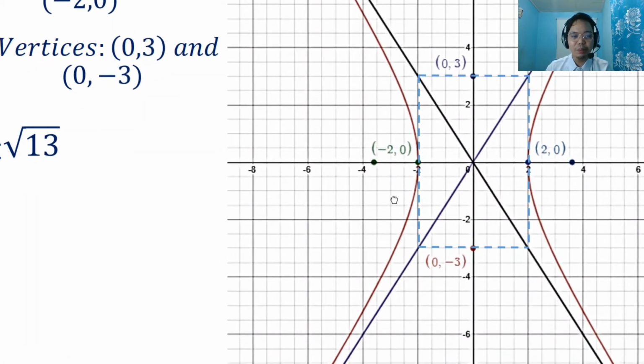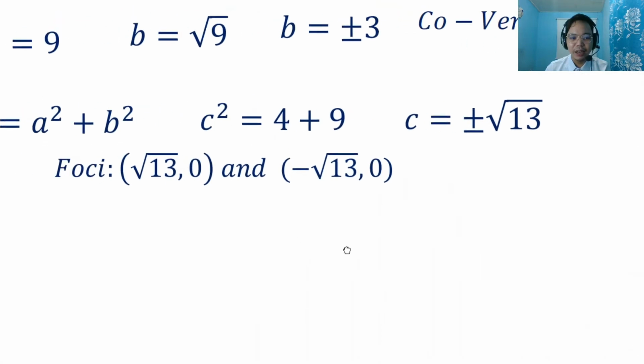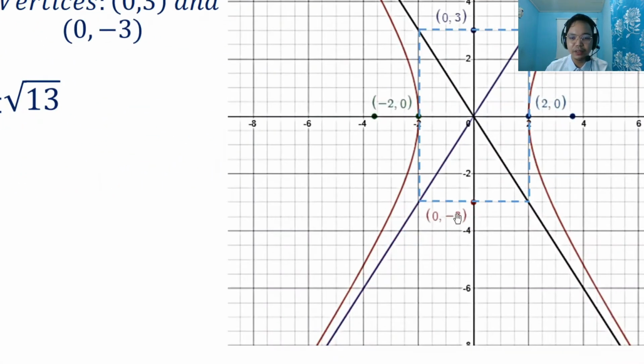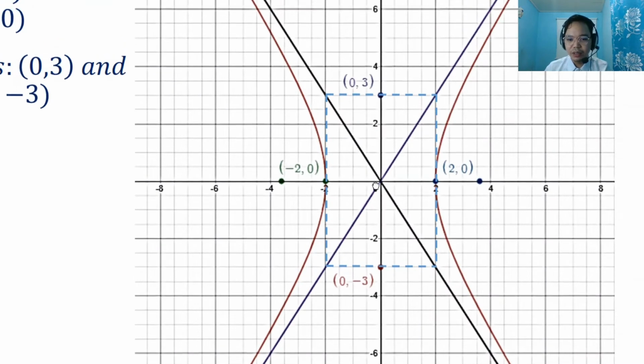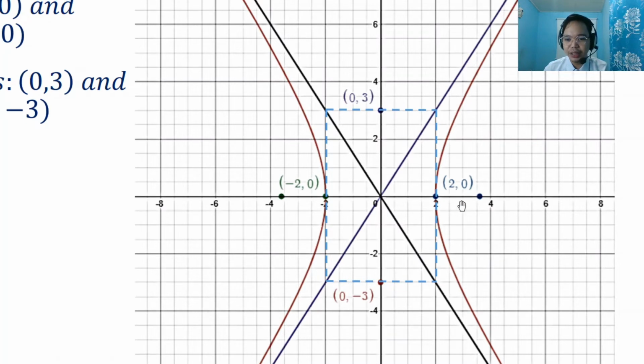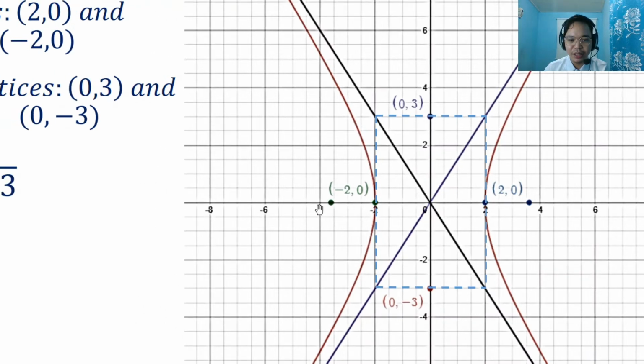Also, we are going to plot our foci. Ang foci is square root of 13, 0, and negative square root of 13, 0. So, kung idadecimal natin, makukuha natin yung exact value ng ating square root of 13, which is 3 point something. It will not go beyond 4 and 2. So, between 2 and 4. Or 3 and 4. Okay. So, sa other side, yun siya.